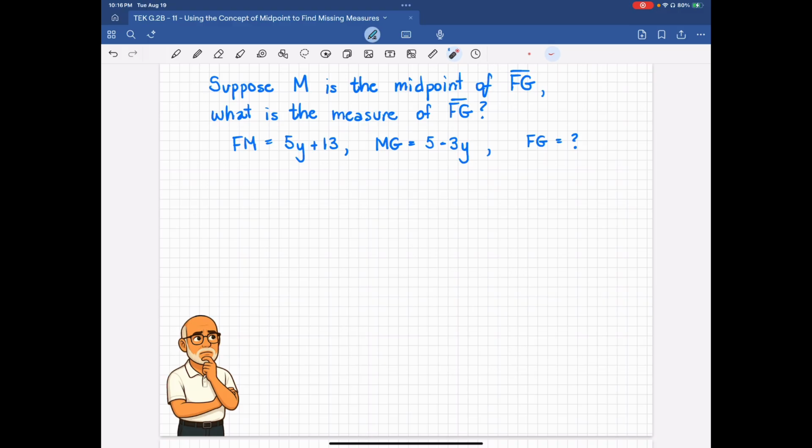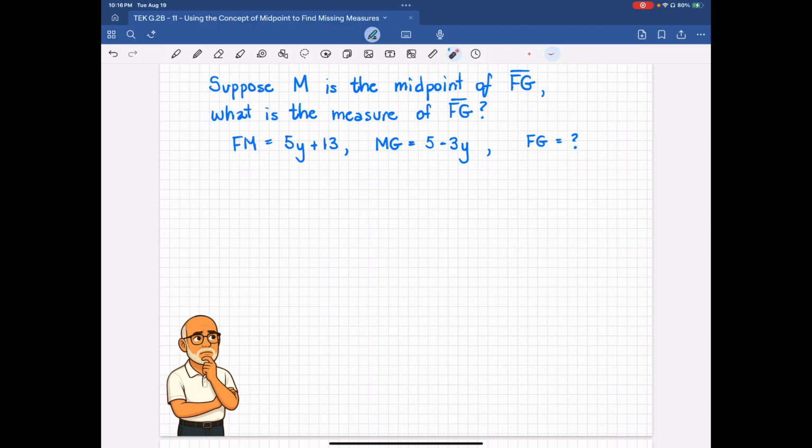Now it's your turn to take the lead. Let's see how you can apply what we have just learned. Now the instructions read, suppose M is the midpoint of FG. What is the measure of FG? And they're telling us that we have FM is equal to 5y plus 13, MG is equal to 5 minus 3y, and they want us to figure out how big is FG.